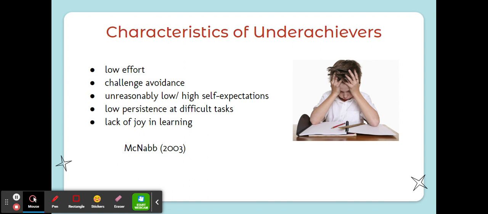McNabb explains that even when teachers do provide challenging curriculum and encourage academic excellence, many high ability students exhibit low effort, challenge avoidance, unreasonably low or unreasonably high self expectations, low persistence at difficult tasks, or lack of joy in learning. These behaviors reflect lack of intrinsic motivation and are considered maladaptive or helpless.